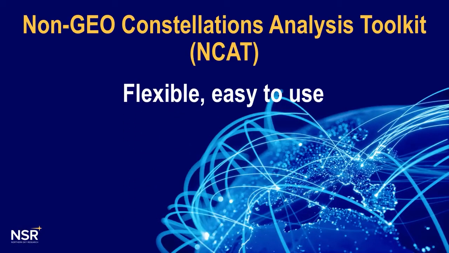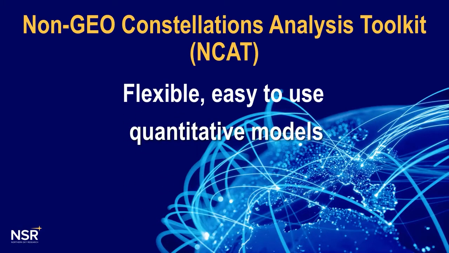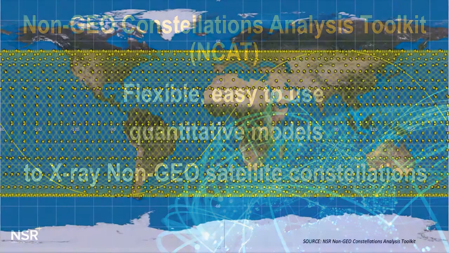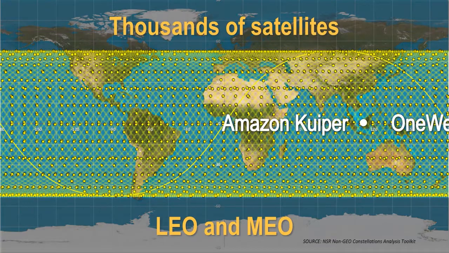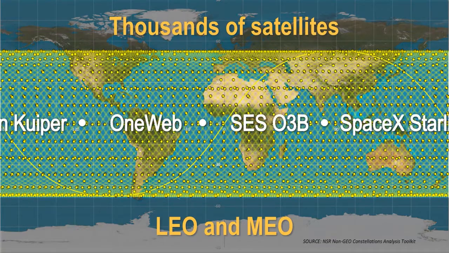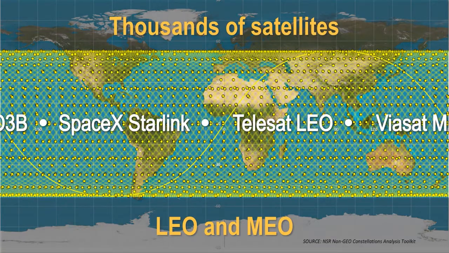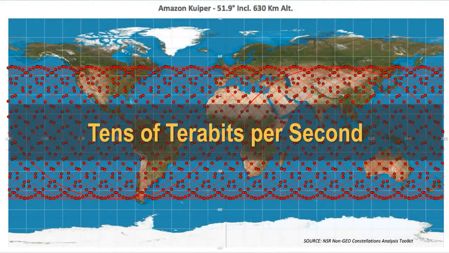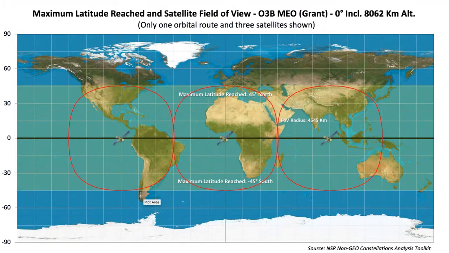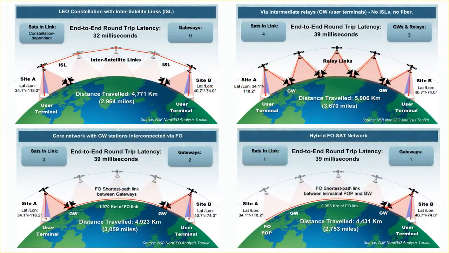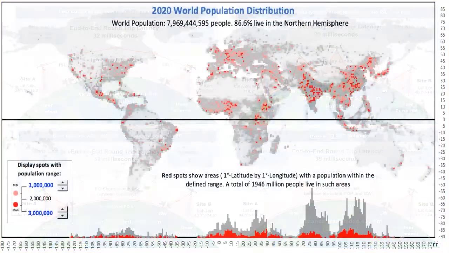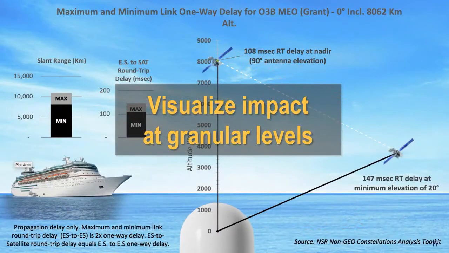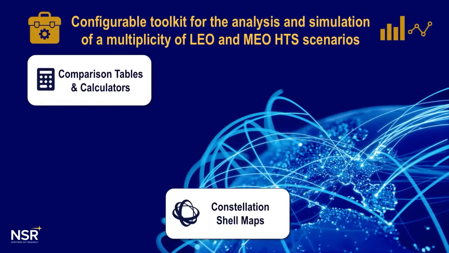NCAT is an assembly of flexible and easy-to-use quantitative models that X-ray and benchmark non-GEO SATCOM constellations. Constellations, populated with thousands of satellites, are being deployed in both LEO and MEO orbits. These constellations, beaming tens of terabits per second, can transform our industry, making it vital for key decision makers to have the ability to visualize this impact at a granular level. NSR's NCAT provides this capability.